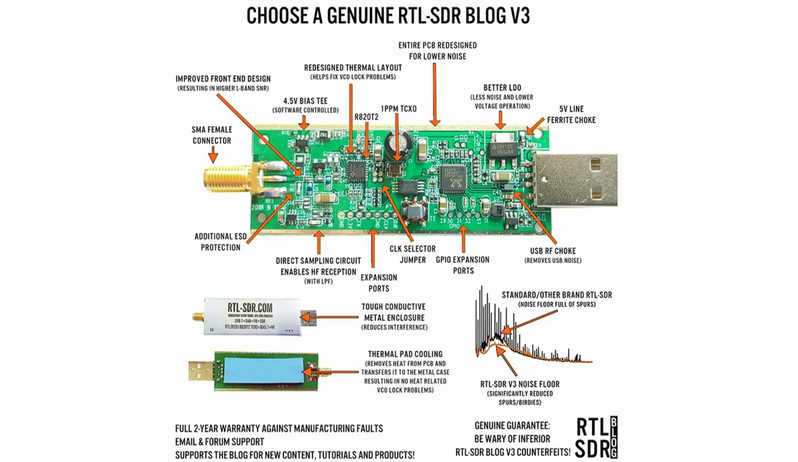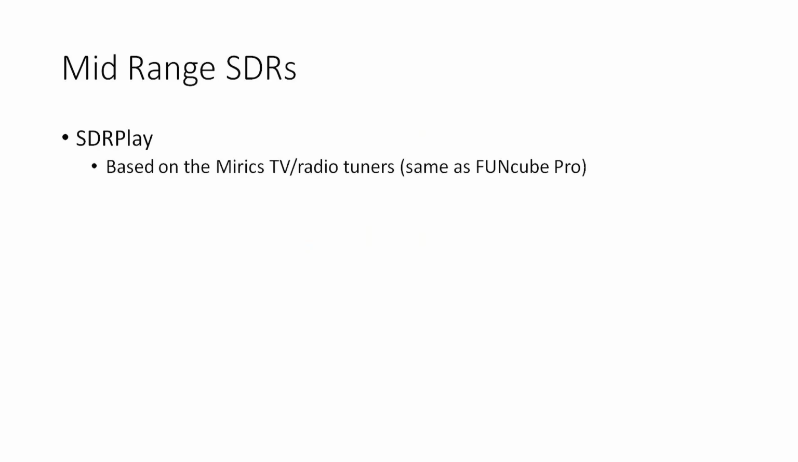The latest ones have got a 1 part per million TCXO in them. They've improved the power supply, they've done lots of things to make them better, and they're quite reasonable little receivers now. And the very latest one, the version 4, has even got an HF converter in it, so you can receive HF on it. So another one that you're probably all fairly familiar with is the SDRplay.